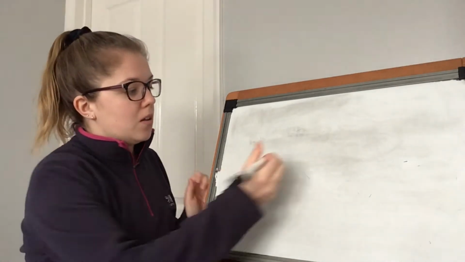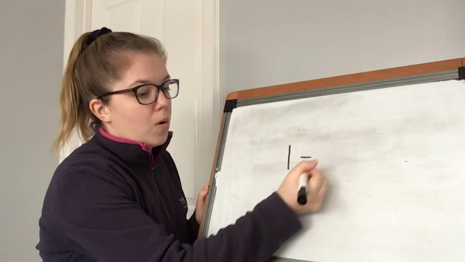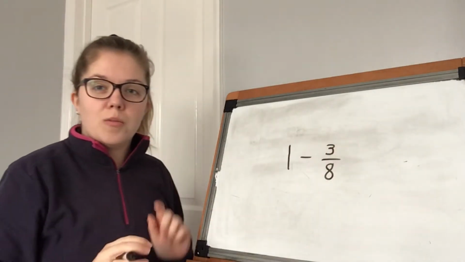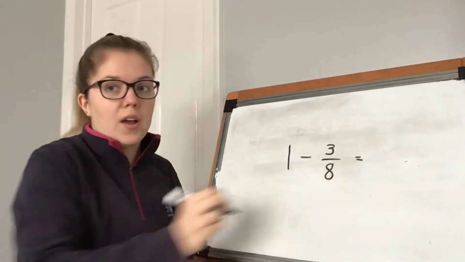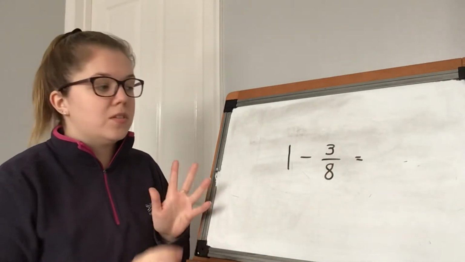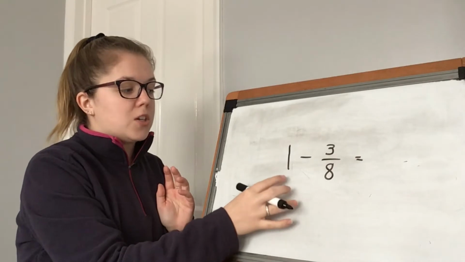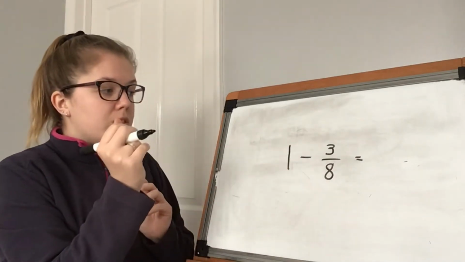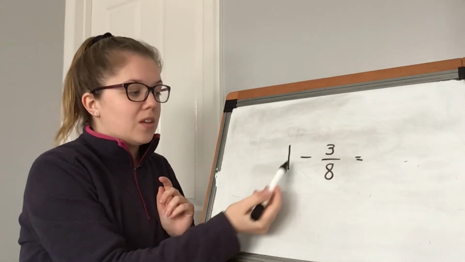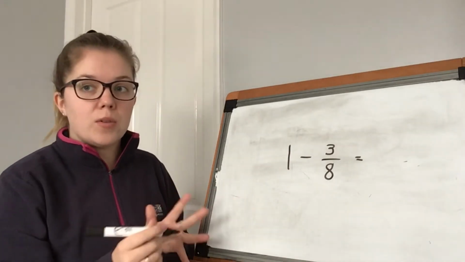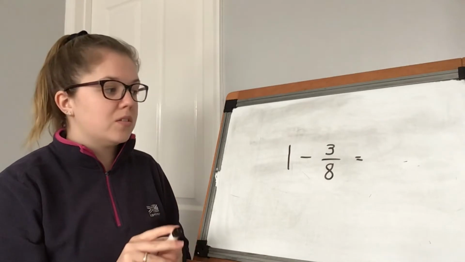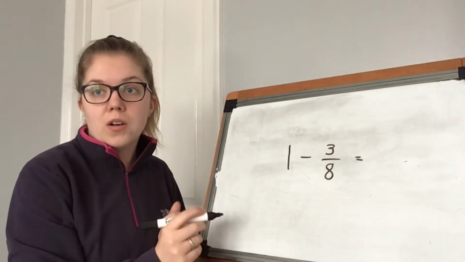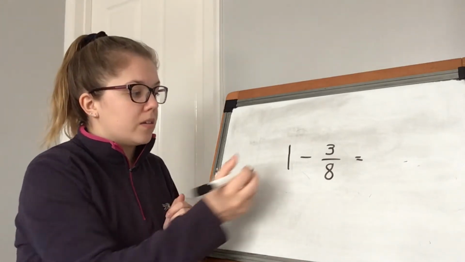So if you had the question, 1 whole take away 3/8, what do you think you need to do or work out first to help you? Because you've got 2 different types of fractions. We've got a whole and we've got a non-unit fraction. So I would put this 1 whole into 8ths to help us. So who can tell me how many 8ths are going to be in my 1 whole? And that's right, it's going to be 8/8.